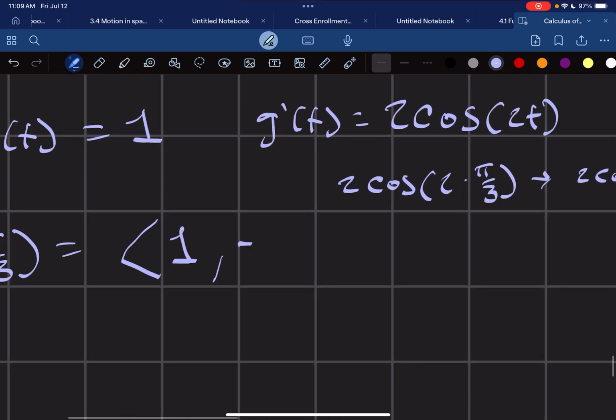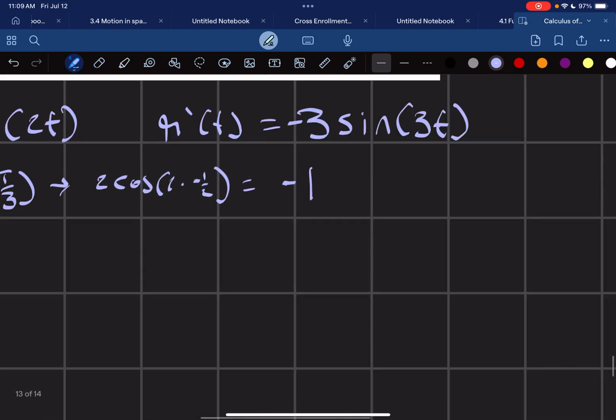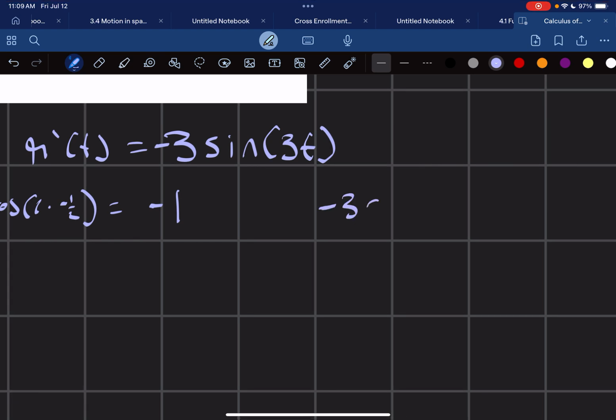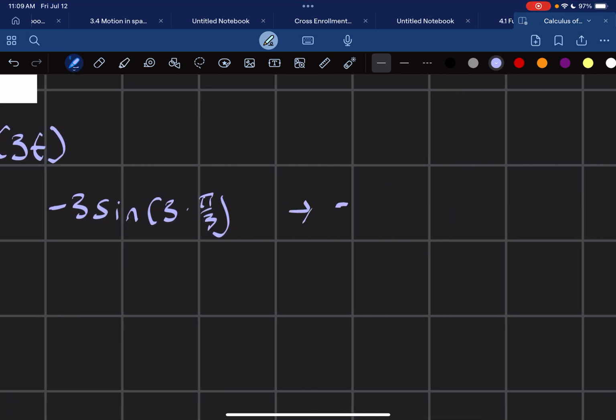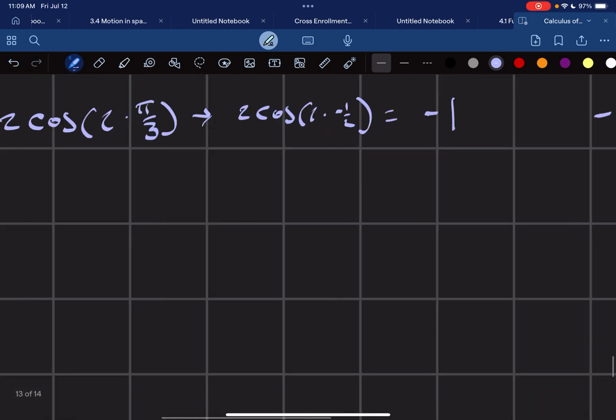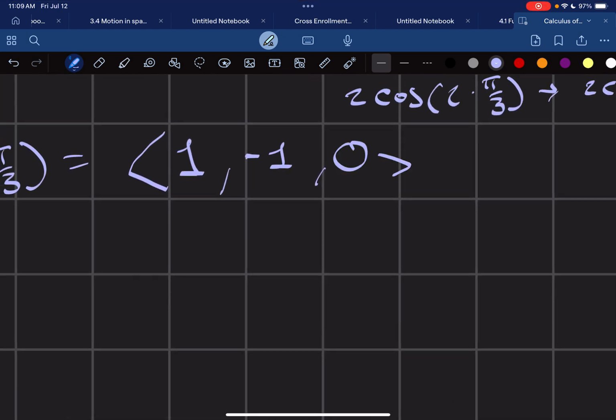So that would go here. And for negative 3 sine of 3 times pi over 3, this one cancels out, so we get negative 3 times 0 equals 0, so we get it here. So we are not done yet, right? So we have found the tangent vector at t equals pi over 3 to be 1, negative 1, and 0.